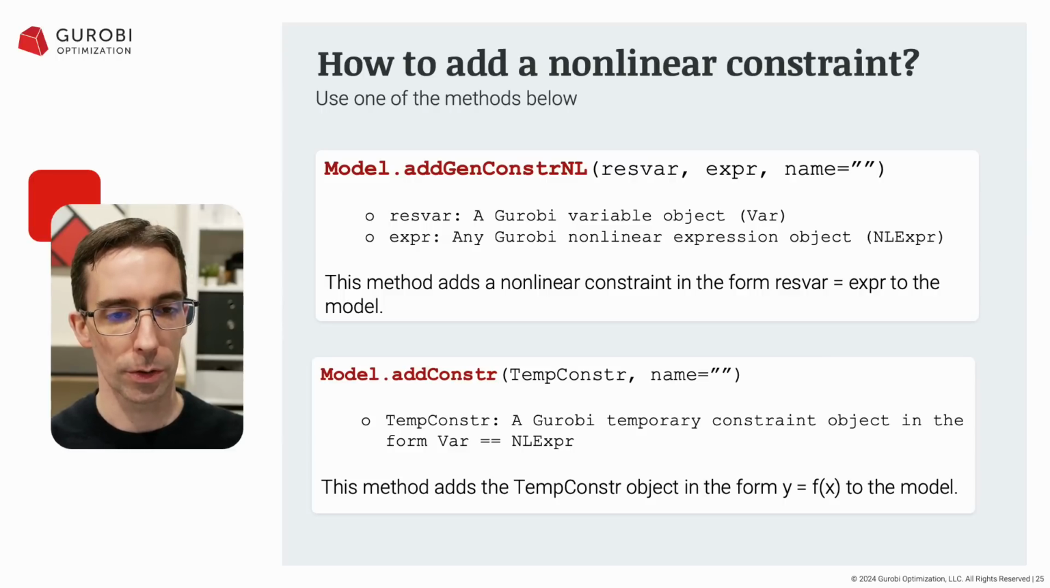Additionally, you can use our overloaded add constraint method, where you will have a temp constraint. And a temp constraint can be constructed by equating a single variable equals to a nonlinear expression. And again, we must use equality.